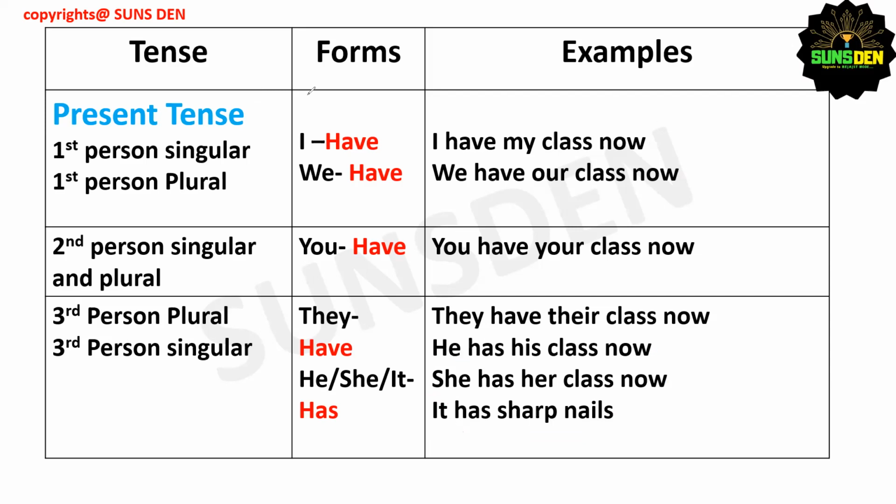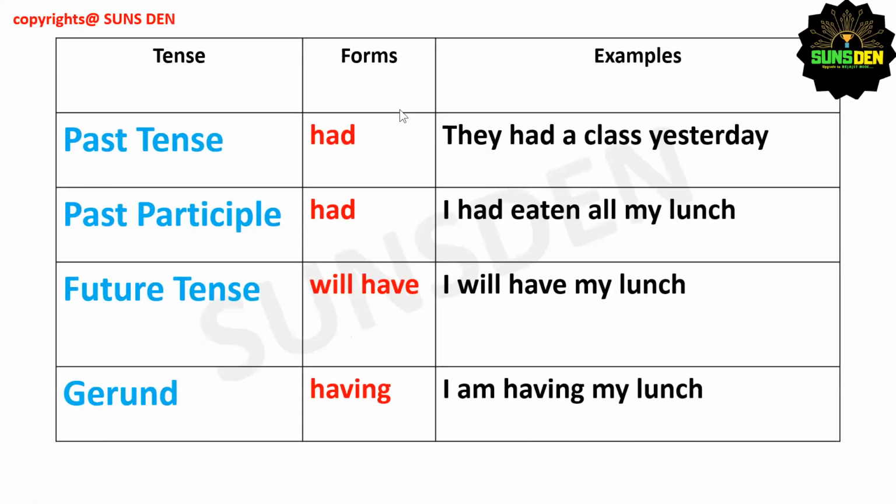So let me clear all my drawings and then let me move on to the next one, which is past tense. Had. They had class yesterday. Now, past participle is also had. I had eaten all my lunch. Now, future tense is will have. I will have my lunch, probably with you. I will have my lunch with you. I will have my lunch at 1 o'clock. Now, coming to gerund, which is having, I am having my lunch now. Okay. So this is about have verb with the tenses.